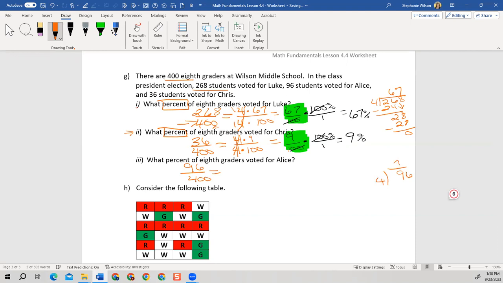4 goes into 9 2 times. 2 times 4 is 8. 9 minus 8 is 1. Bring down the 6. 4 goes in 16 4 times. Gives me a remainder of 0. So I got 4 times 24 over 4 times 100.